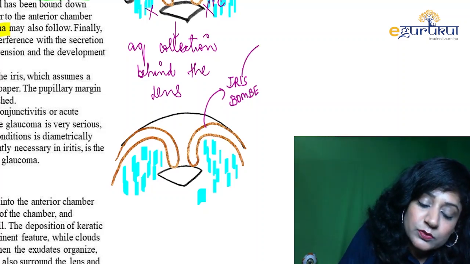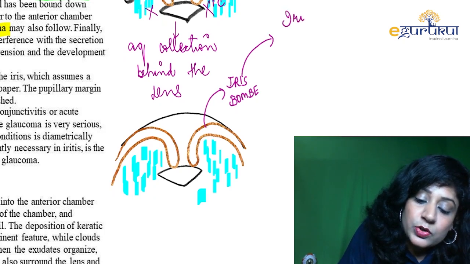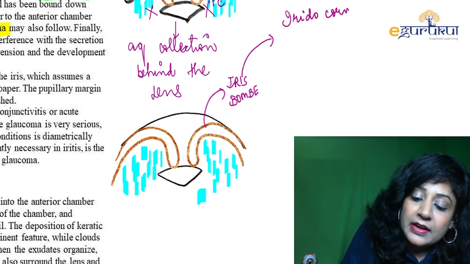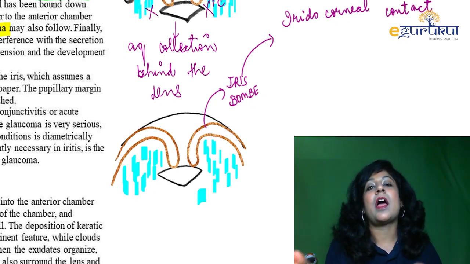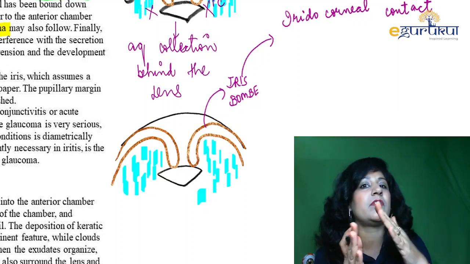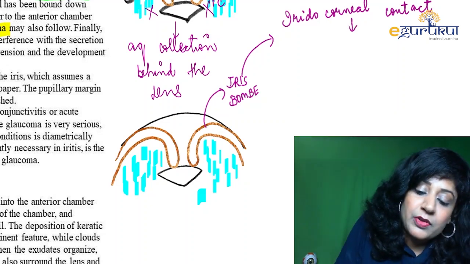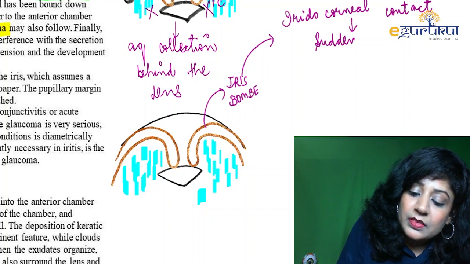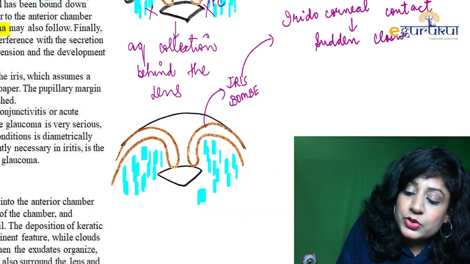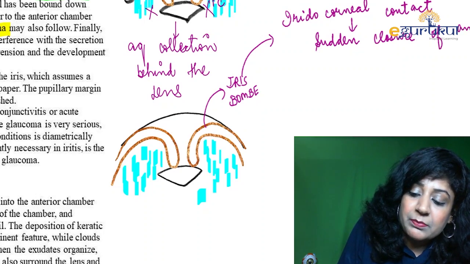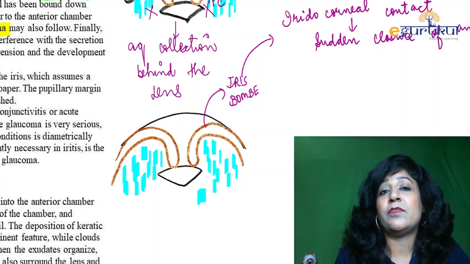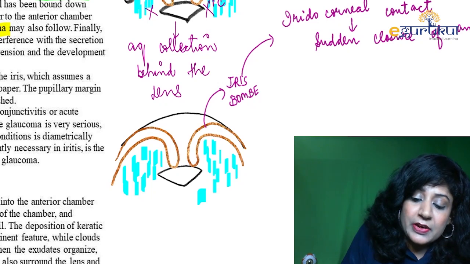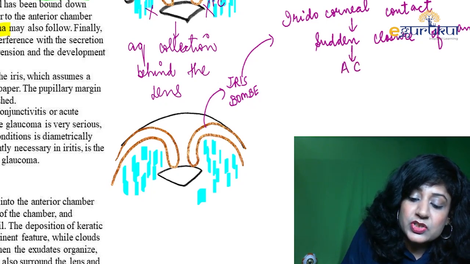So in this case, there will be iridocorneal contact. Basically what we get is a contact between the iris and cornea, and once we have a contact between the iris and cornea, there will be sudden closure of the angle of the anterior chamber. And when we have sudden closure of the angle of the anterior chamber, we will have acute congestive glaucoma.